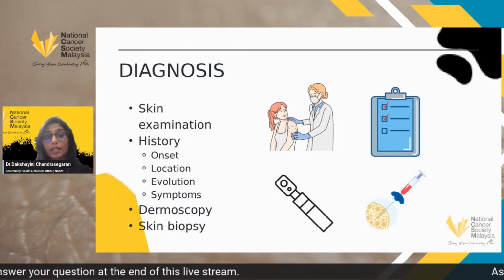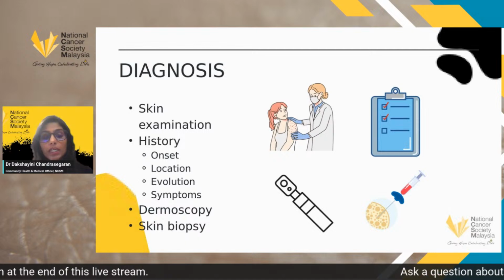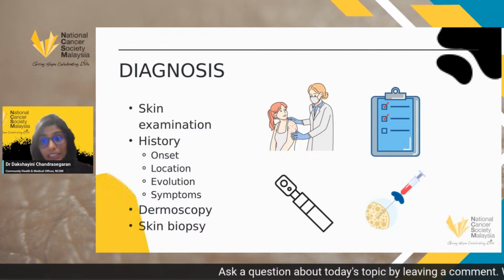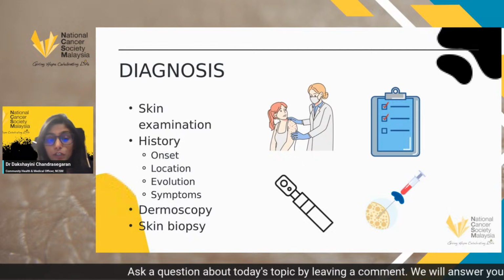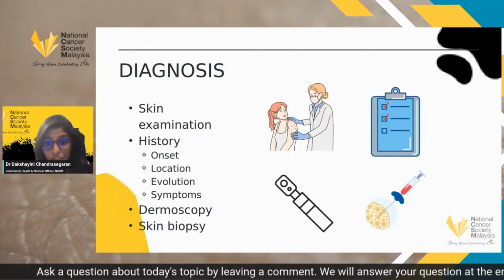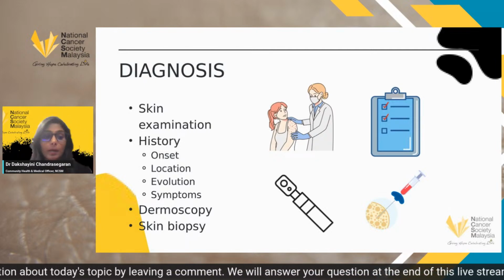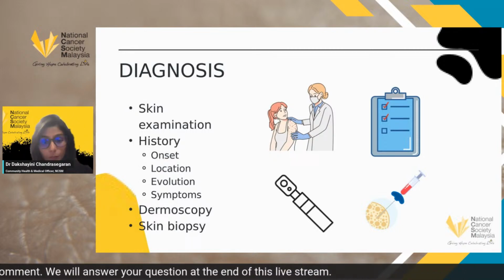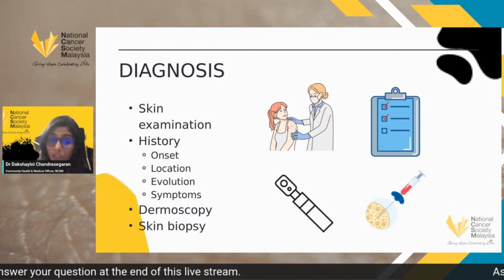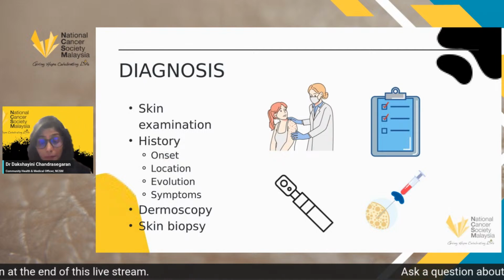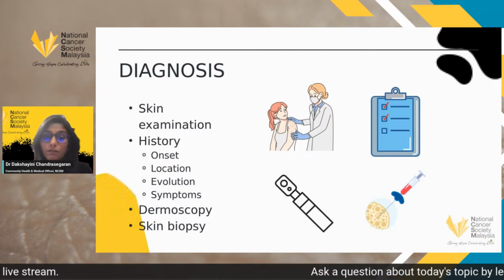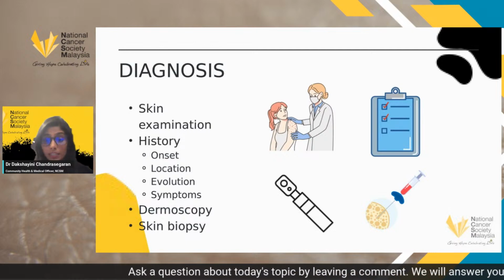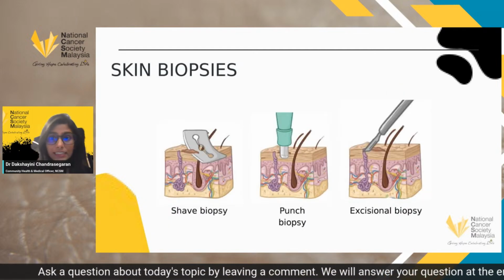This is then followed by dermoscopy. Dermoscopy is a non-invasive technique used to evaluate skin lesions. It allows us to visualize the subsurface skin structures in the epidermis and the dermoepidermal junction. The main purpose of dermoscopy is to decide whether you want to monitor the lesion or perform a skin biopsy. A skin biopsy is needed to confirm a diagnosis of skin cancer, where it will show you the type of cells that are involved.